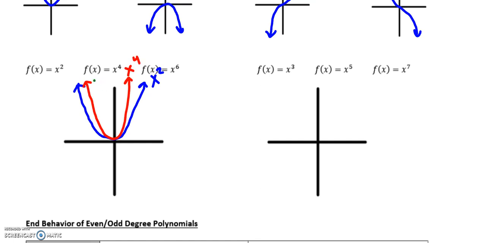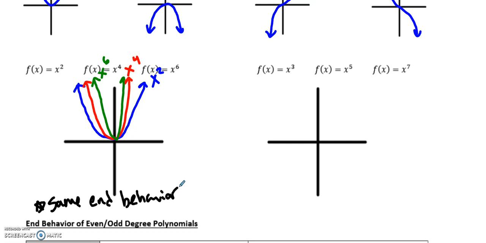X to the sixth is going to come down, pass through 0, 0, and he's going to be even skinnier than the x to the fourth or the x squared. So as the power increases for even functions, it just gets skinnier, but it still has that same end behavior. So it's same end behavior. As opposed to the odd degree polynomials.